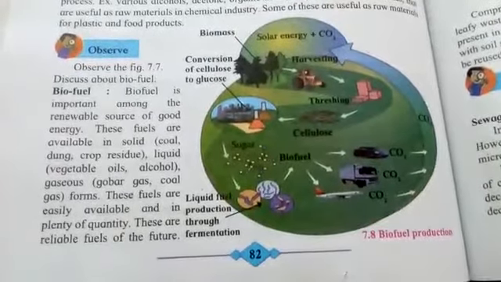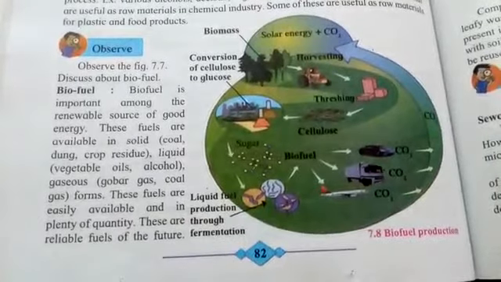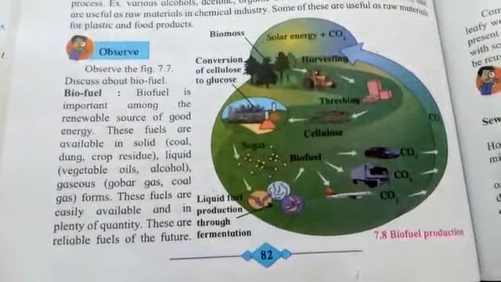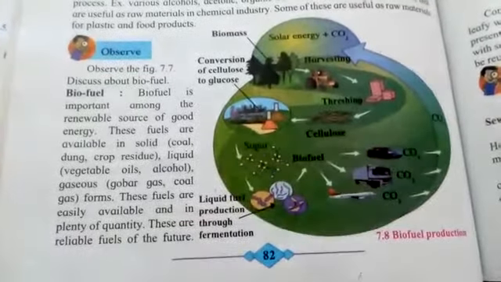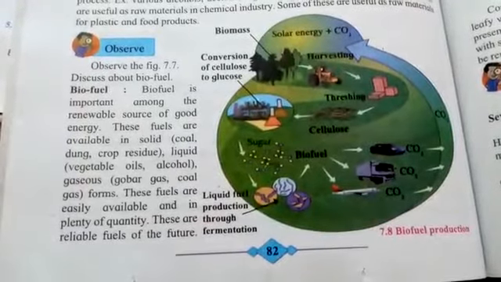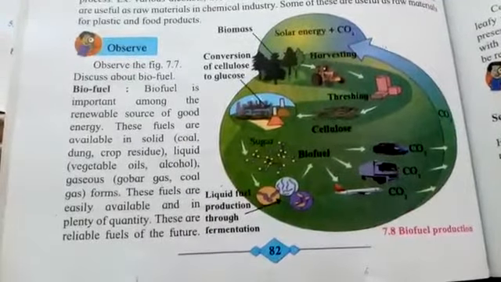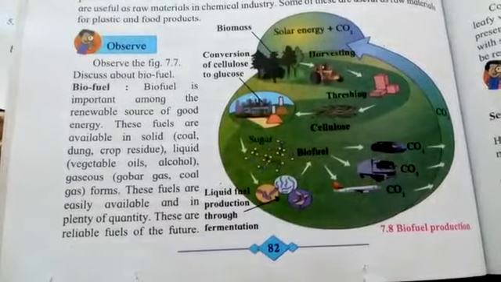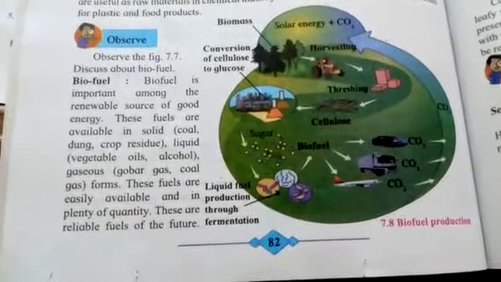In this video, I'll be teaching you biofuel. From the name only, you can derive that these are the fuels which are obtained from living matter. These are available in all three forms, that is solid, liquid and gaseous. In solid form, these are available as coal, cow dung and crop residue. In liquid form, vegetable oils and alcohol. In gaseous form, gobar gas and coal gas.